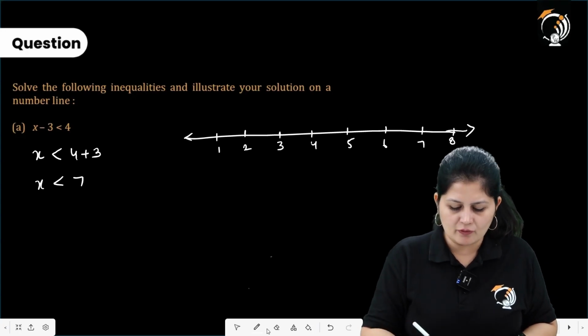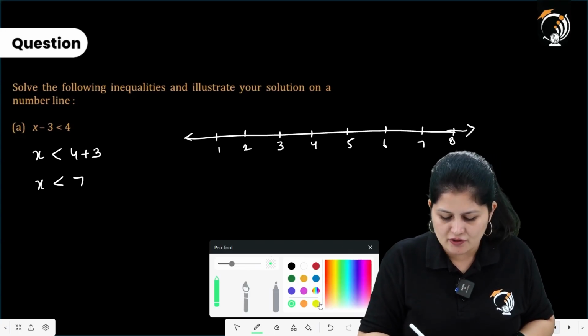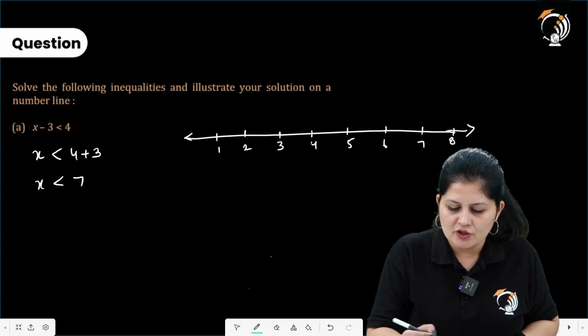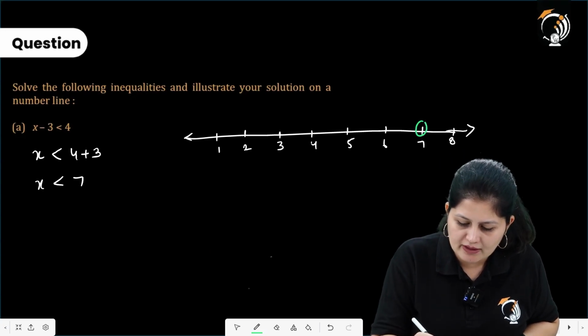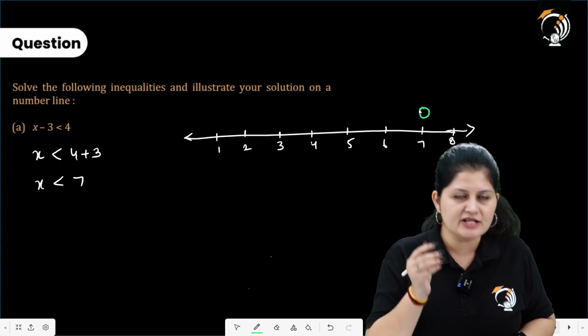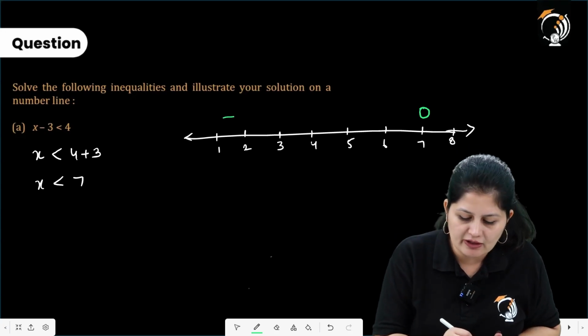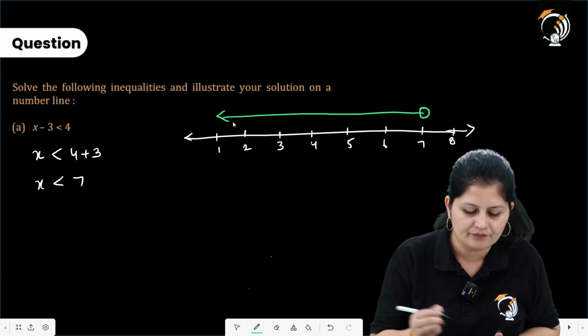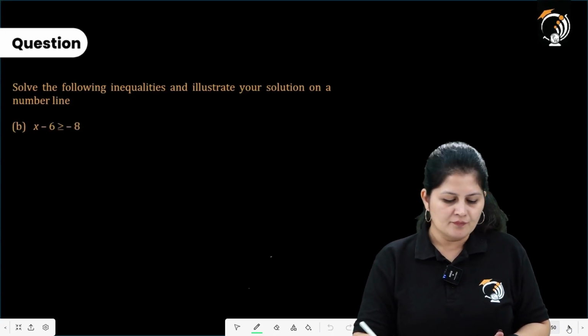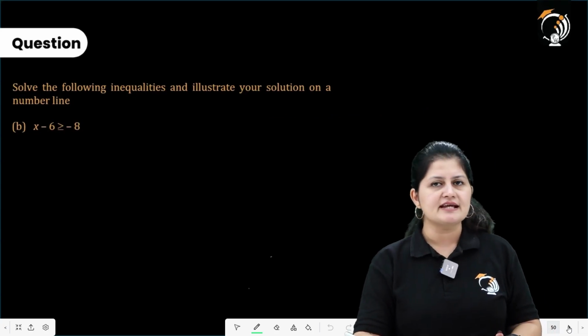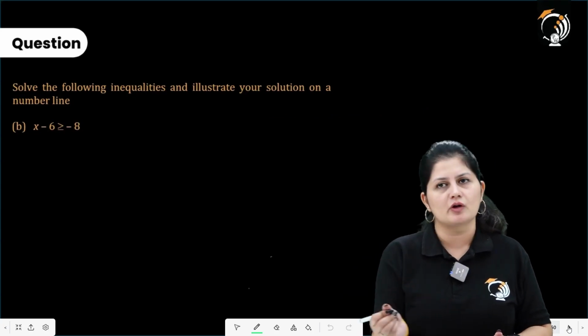Because it does not comprise an equality sign, we are going to make an open circle here. Let's just make it on top. We are going to make an open circle as we are talking about the values less than that, so we are going to include the values towards the left of it. Clear?